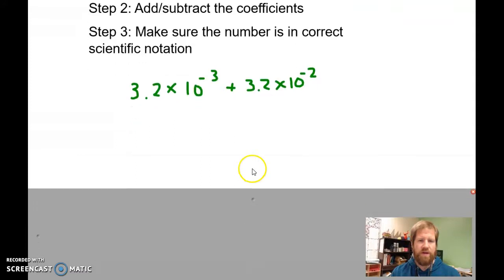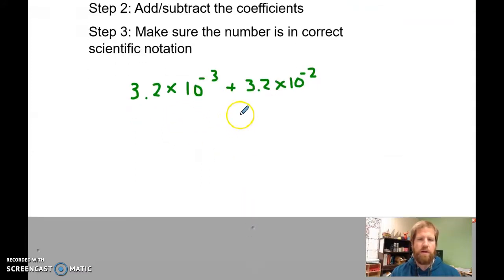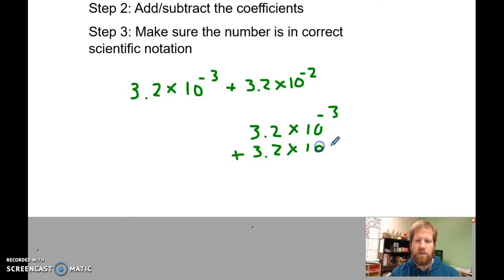So here we have an addition. Okay? Again, just like with division, I recommend your first step be writing it vertically. So 3.2 times 10 to the negative 3rd plus 3.2 times 10 to the negative 2nd. Now, a lot of times when students see something like this, they will get a little confused, and they'll just say, okay, well, that's going to be 0, and I don't have to worry about that.